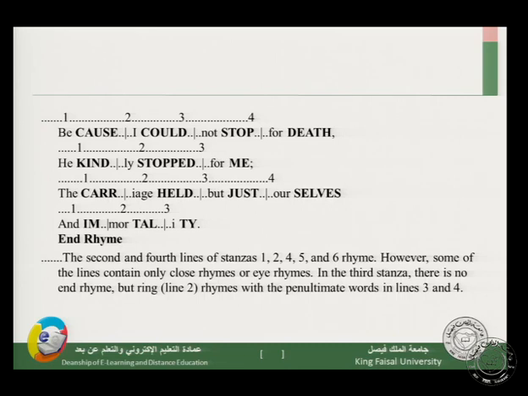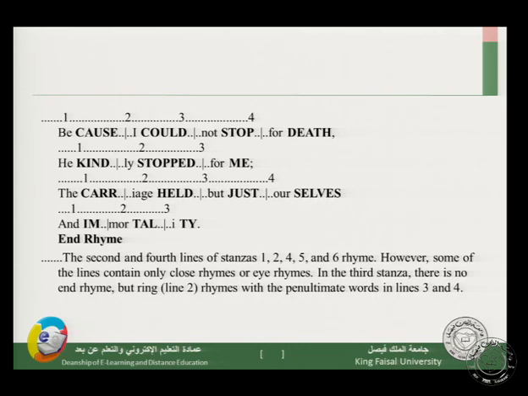Okay. Next line, and immortality. Unstressed, stressed, unstressed, stressed.